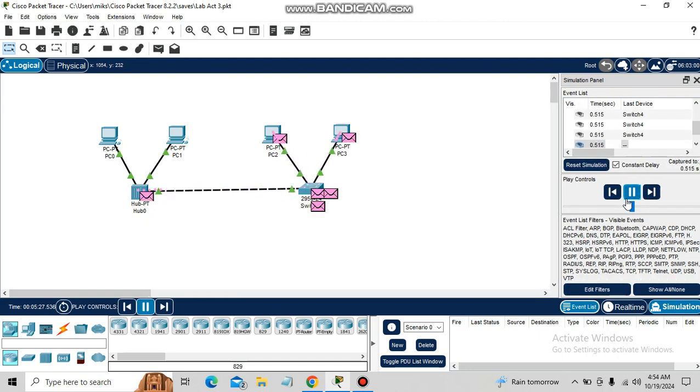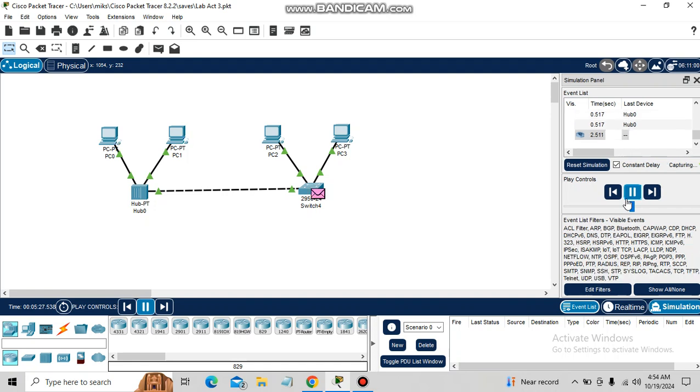So as we can see, the packets or the envelopes are going to their locations. They're actually starting from the switch, interestingly. The switch is sending the envelopes toward PC2 and PC3, and then the others are going towards the hub, which then redirects them to PC1 and PC0.